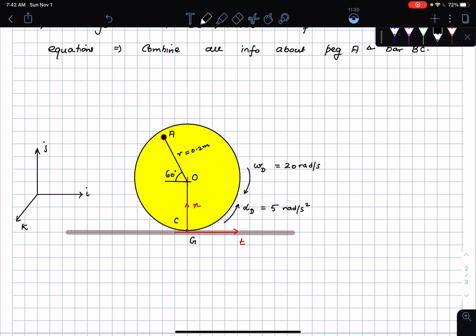The important thing is, we are looking at the disk first. That is true. And what I want to see is that these are all points on the same disk: points A, O, and C.